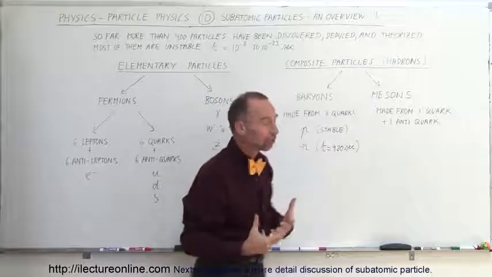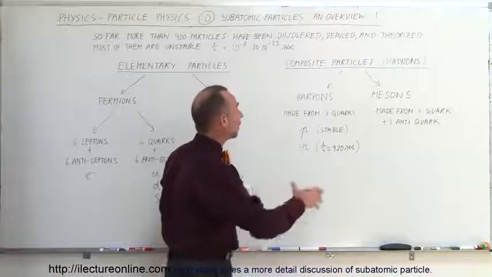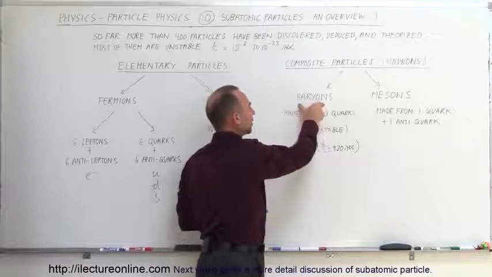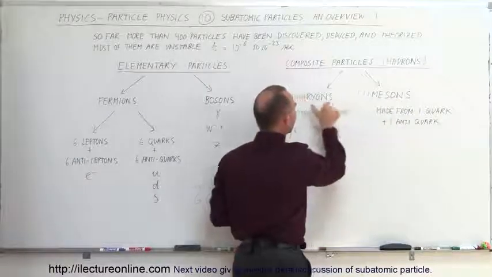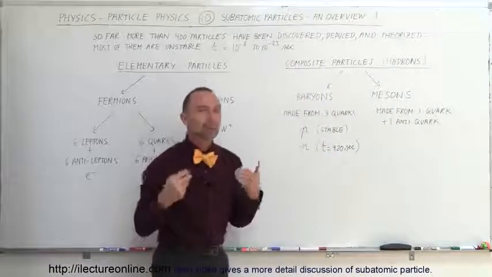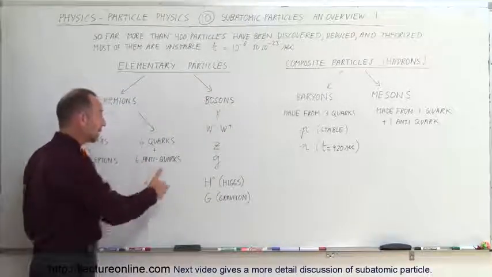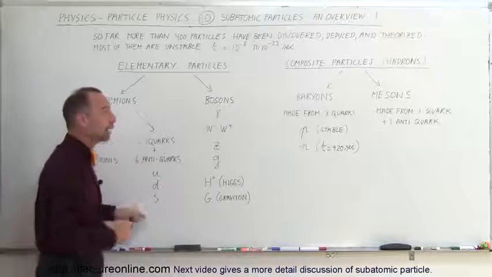Hadrons means heavy particles. They're much bigger. And of those, of the composite particles, there's two main types. There's the baryons and there are the mesons. Now the baryons, they're made from 3 quarks. So a combination of these 3 quarks, and there's baryons that are also made from the other 3 quarks that we haven't talked about yet.